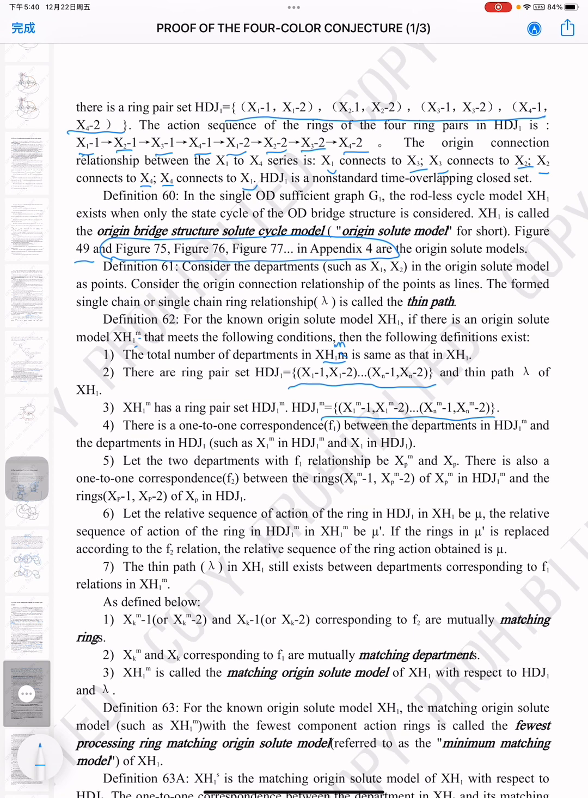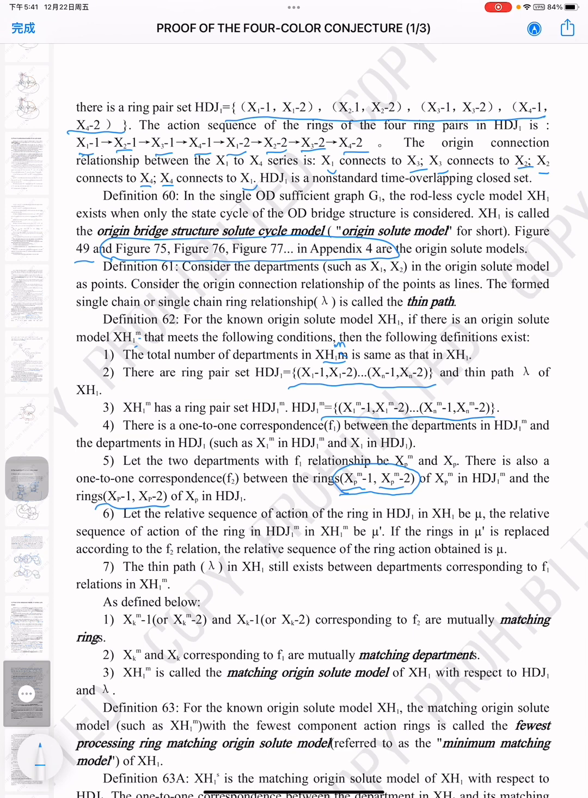4. There is a one-to-one correspondence F1 between the departments of HDJ1M and the departments of HDJ1, such as X1M in HDJ1M and X1 in HDJ1. 5. Let the two departments of the F1 relationship be XPM and XP. There is also a one-to-one correspondence F2 between the two rings of XPM in HDJ1M and the rings of XP in HDJ1.